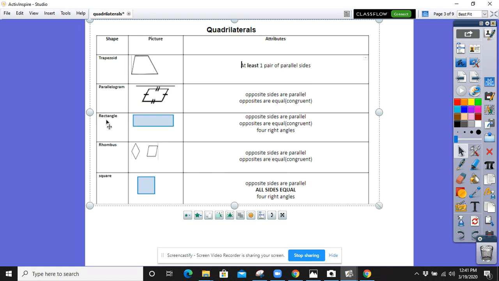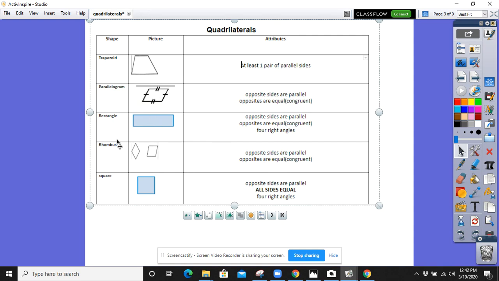So then we have a rectangle. Again, I'm starting at the most general, and I'm getting a little more specific. So even more specific than a parallelogram is a rectangle. And notice, a rectangle has the same attributes as a parallelogram. Opposite sides are parallel, opposite sides are equal. But what makes a rectangle a rectangle, thinking about what makes you, is that it has four right angles. So it cannot be a rectangle if the angles in the corners are not right angles, which are 90-degree angles.